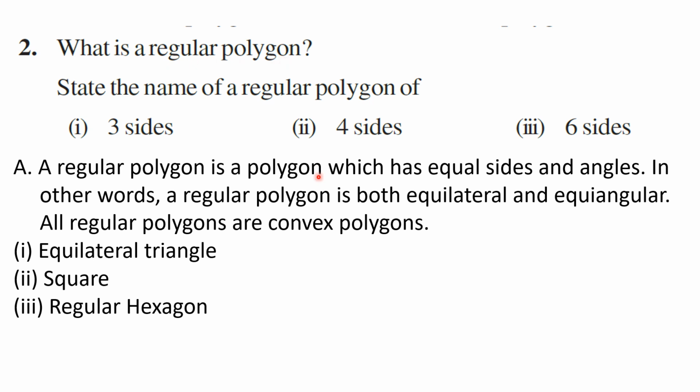We have already studied about a polygon. What is a polygon? A polygon is a simple closed curve made entirely of line segments. And what is a regular polygon? A regular polygon is a polygon which has equal sides and angles, in which all the sides are of equal length and all the interior angles are of equal measure. That is known as a regular polygon. In other words, a regular polygon is both equilateral, meaning having equal sides, and equiangular, meaning having equal angles.